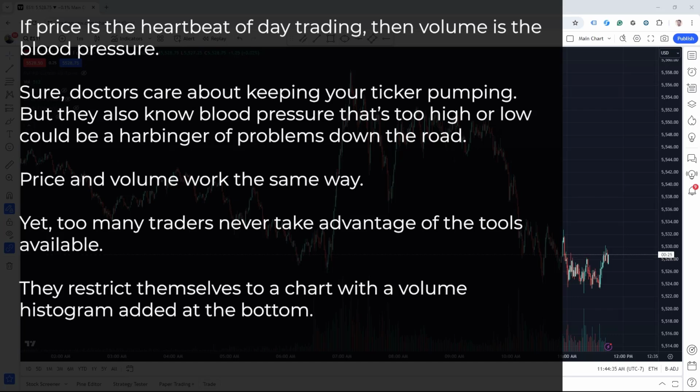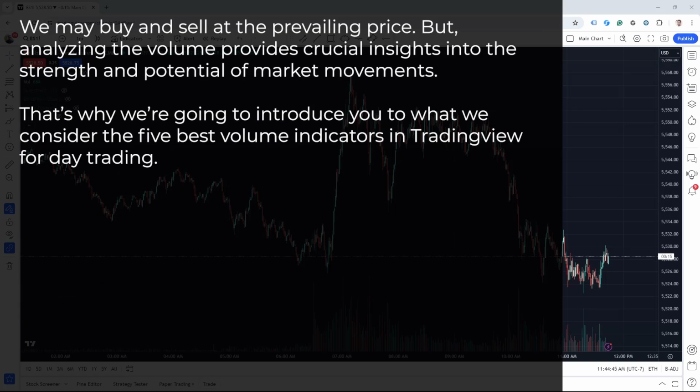Price and volume work the same way. Yet too many traders never take advantage of the tools available. They restrict themselves to a chart with a volume histogram added at the bottom. We may buy and sell at the prevailing price, but analyzing the volume provides crucial insights into the strength and potential of market movements. That's why we're going to introduce you to what we consider the 5 best volume indicators on TradingView for day trading.